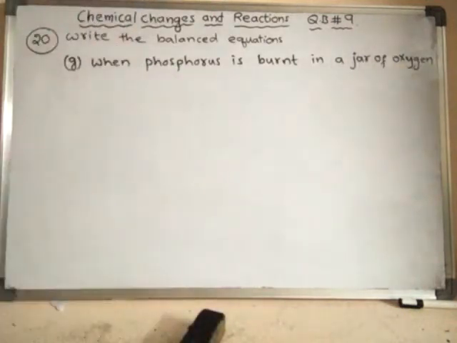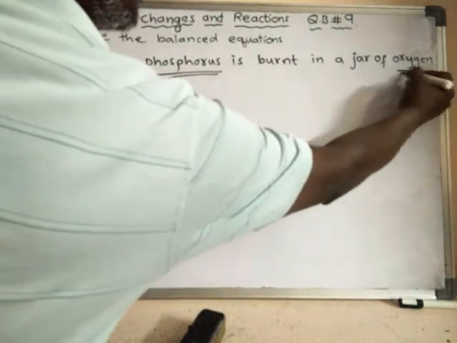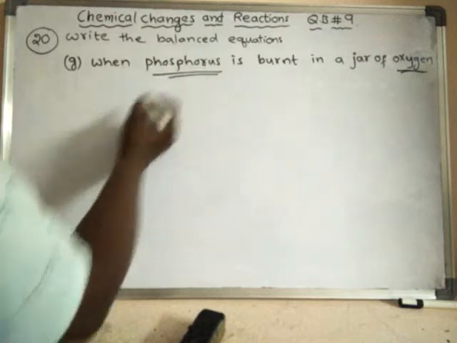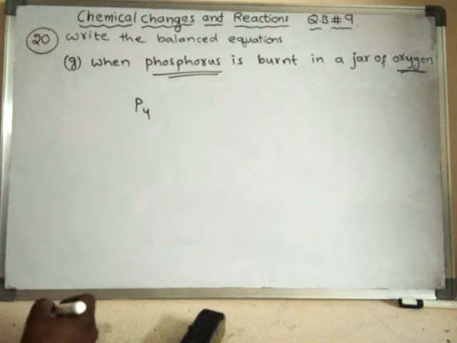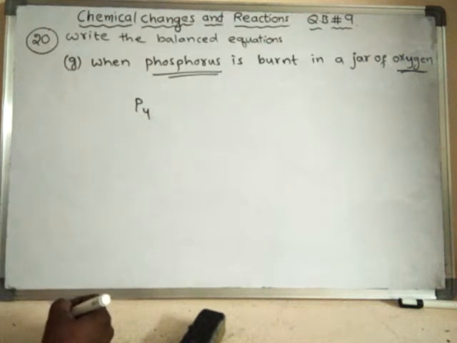Okay, so when phosphorus is burnt in a jar of oxygen, what happens? This phosphorus will react with oxygen upon burning. What is the formula of phosphorus? We have to take the phosphorus molecule. What is the formula of the phosphorus molecule? P4. It is a tetraatomic molecule.